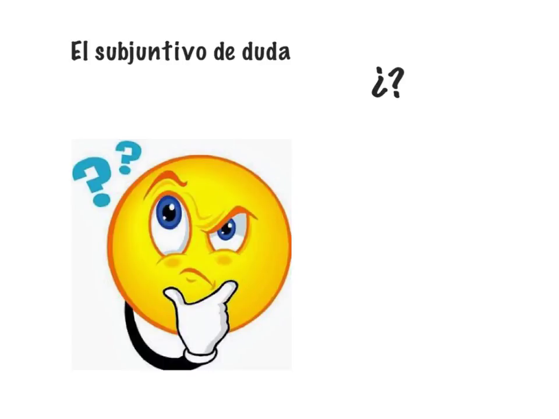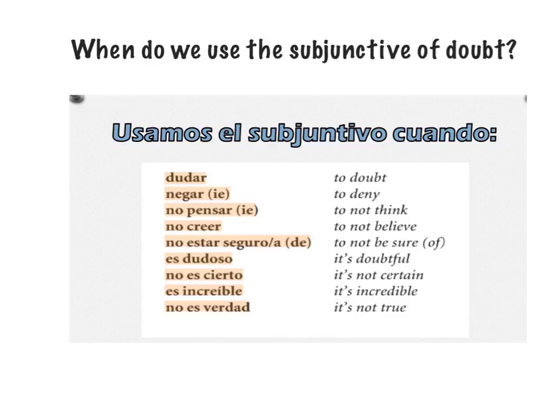Okay, today we are going to discuss the subjunctive of doubt, el subjuntivo de duda. Now, why do we call it the subjunctive of doubt? Well, if you look at the subjunctive triggers for the subjunctive of doubt, obviously they are all related to either denying the existence of something, doubting something, not thinking that something is real or not believing that something is real. So you can see here the subjunctive triggers for the subjunctive of doubt, and they all are expressions of doubt in one way or another.